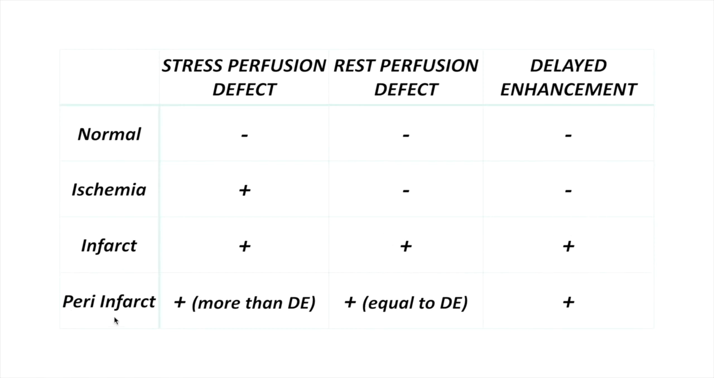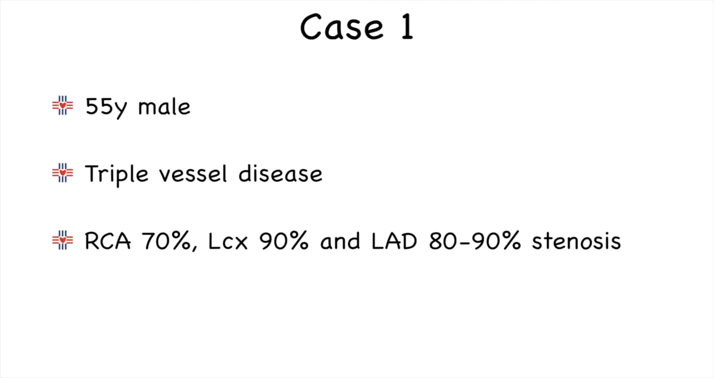Areas which have peri-infarct ischemia will have delayed enhancement in the infarcted segments, which will be similar to the rest perfusion defect, whereas the peri-infarct zones, which also have ischemia, will show a stress perfusion defect. So whenever we report the cases, it is useful to compare all of these three parameters to come to a conclusion whether the segment has inducible ischemia or a fixed perfusion defect.